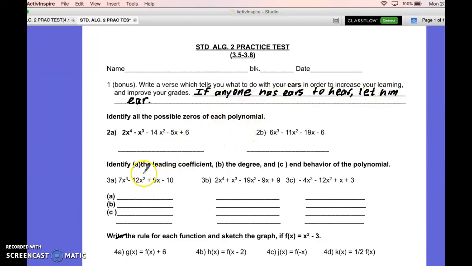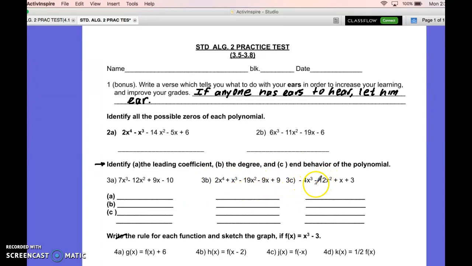So I'm going to go straight to the area of concern here, and that would be these questions. So I'm going to give you at least 2 of these questions to do. It said identify the leading coefficient. Leading coefficient.